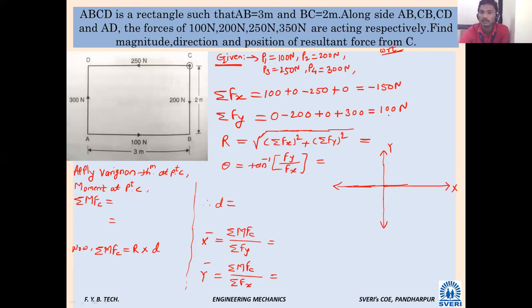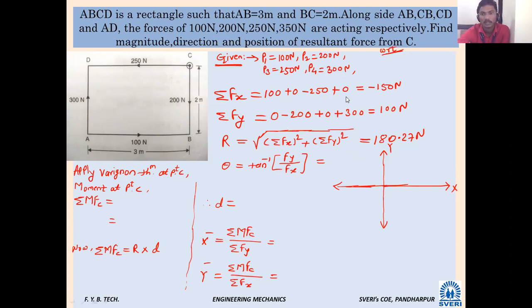What is the value of R with these two values? 180.27. Be confident. 180.27. Very good. 180.27 is the correct answer. 180.27 is the exact answer. So just check where you have made a mistake if your answer is not coming exact.